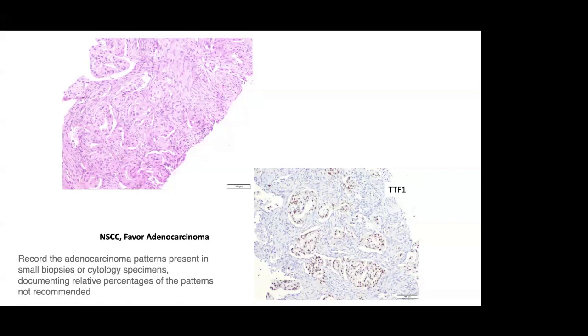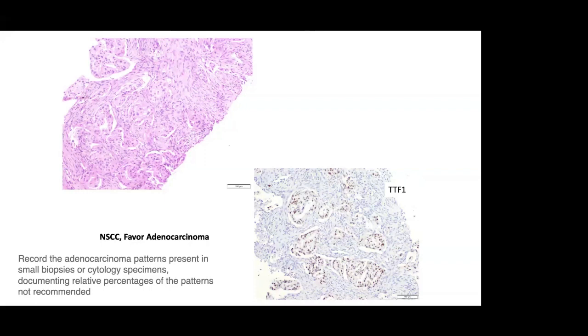So most of the time, these two markers sort out most of the cases. There is no need for doing another set of diagnostic markers. So it is advisable to do TTF1 and P40. Both of them are nuclear markers. They have a good visual impression. So if TTF1 comes out to be positive, then we can say this is non-small cell carcinoma, favor adenocarcinoma.